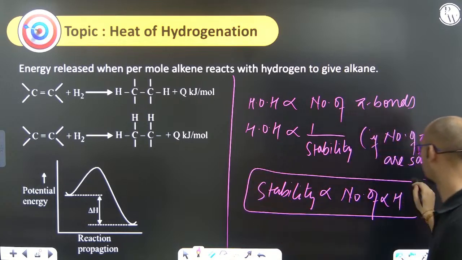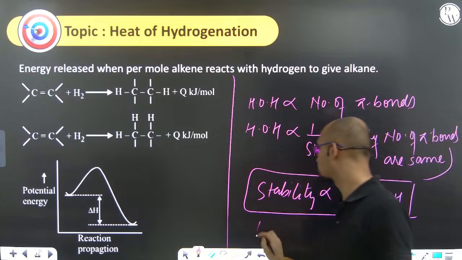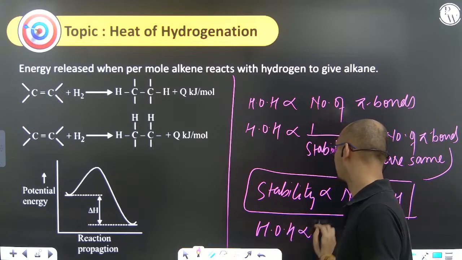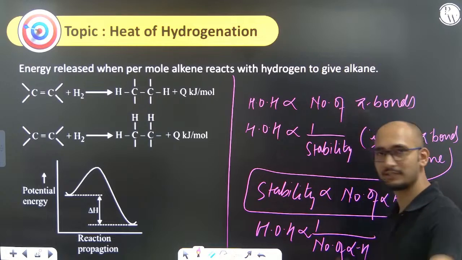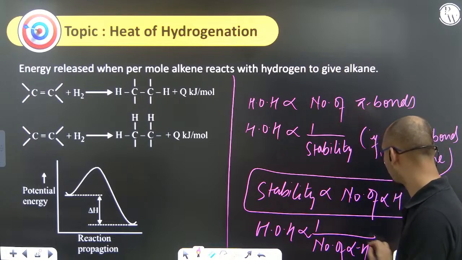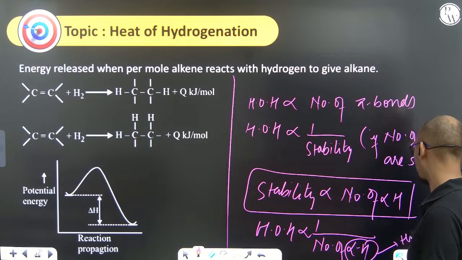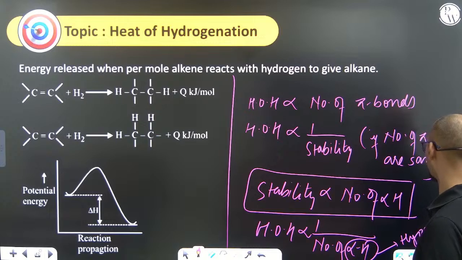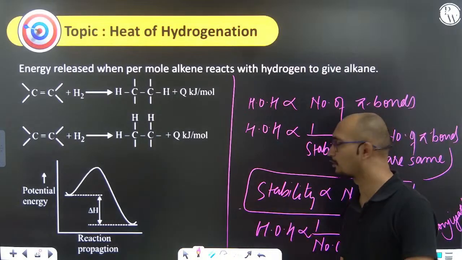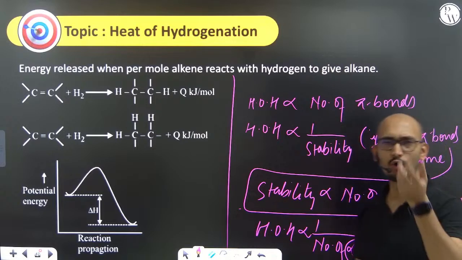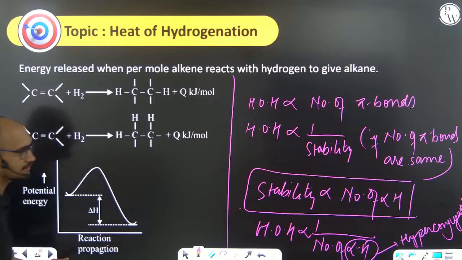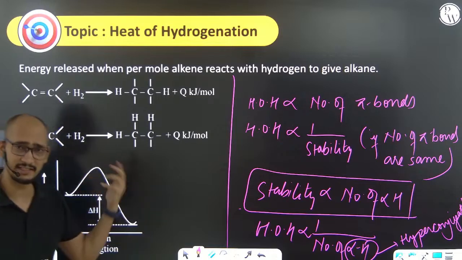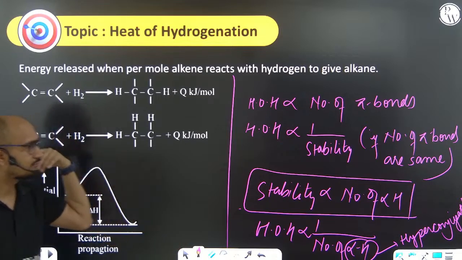So please keep in mind, what we can say is that heat of hydrogenation is inversely proportional to the number of alpha hydrogen. Is this clear? Because alpha hydrogen gives the hyperconjugation effect. Due to hyperconjugation, whatever charge is there gets delocalized, and due to delocalization of charge, the destabilizing factor decreases.